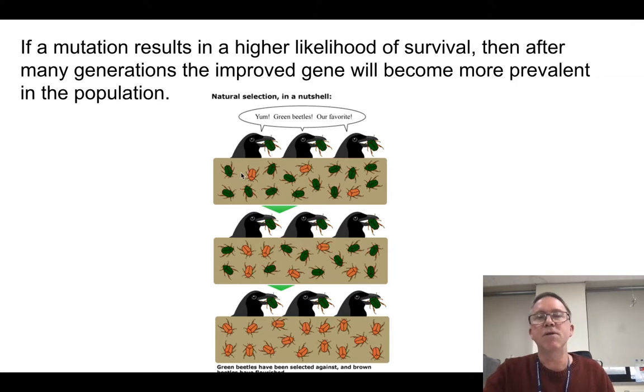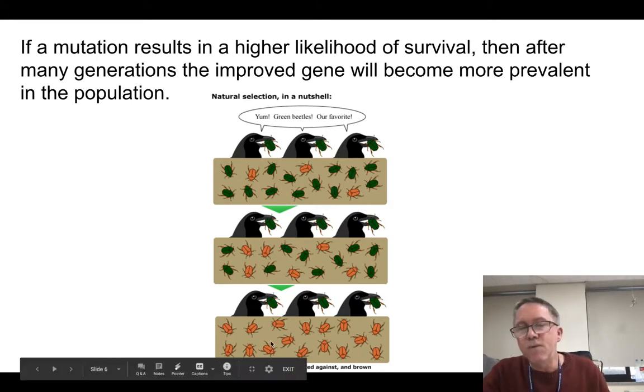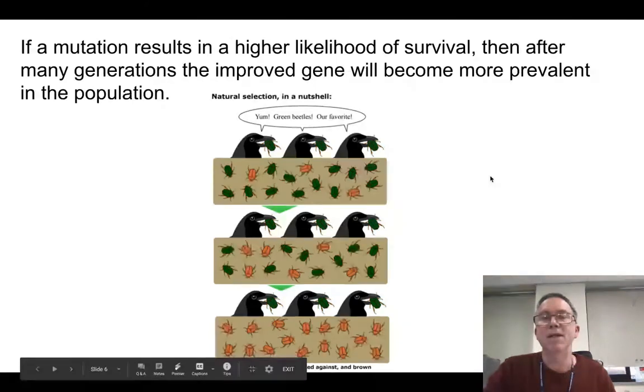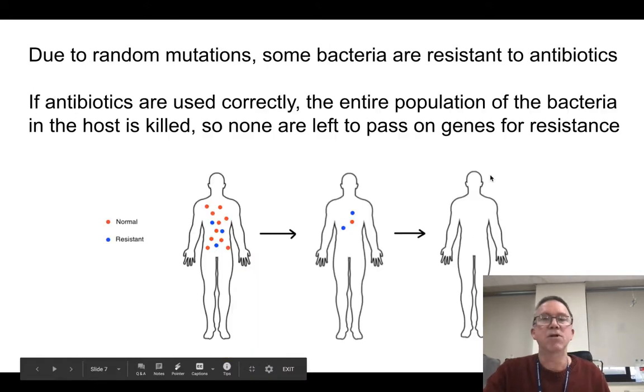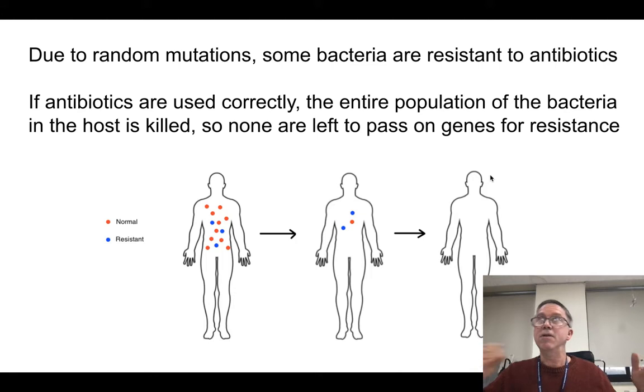camouflage. Well, what happens is over time, since being green has a negative consequence and being red by just random chance makes you less likely to be seen and eaten, then over time, the red gene is going to be the one that becomes dominant in that beetle population. That's how evolution works. Okay, now I want to be clear.